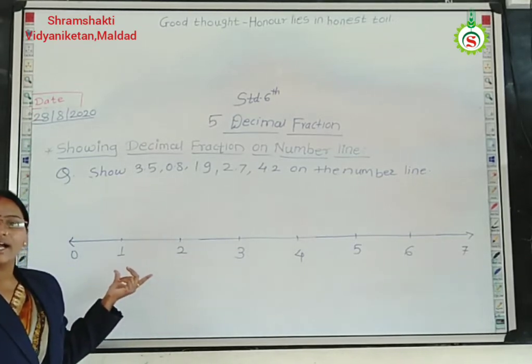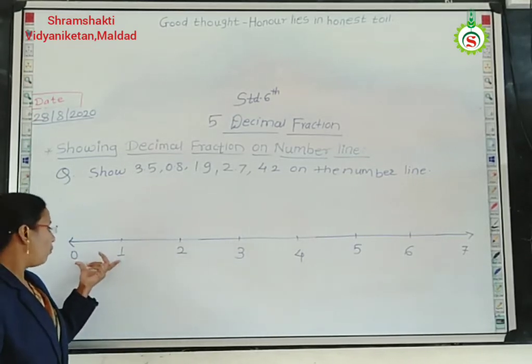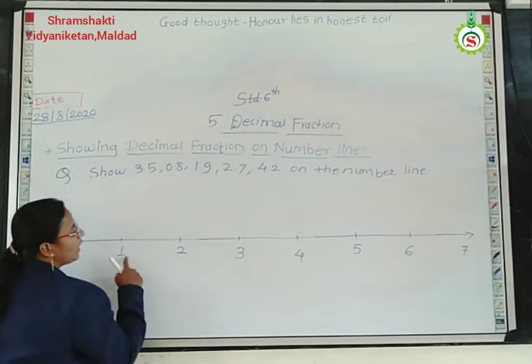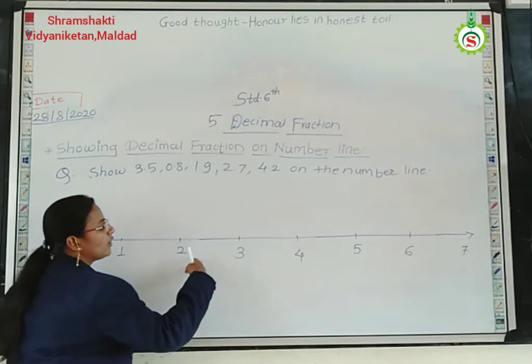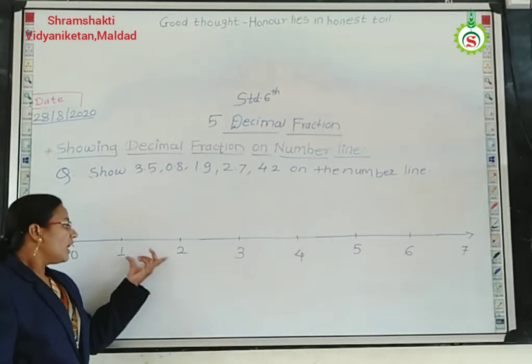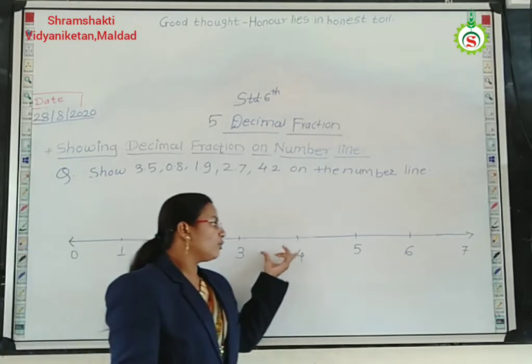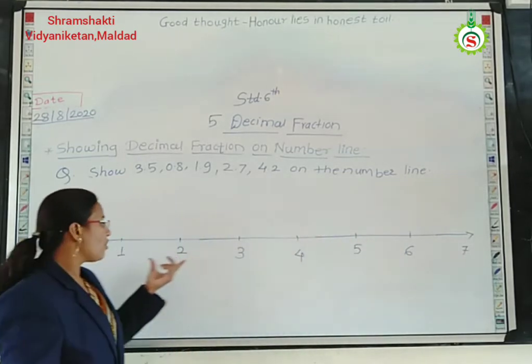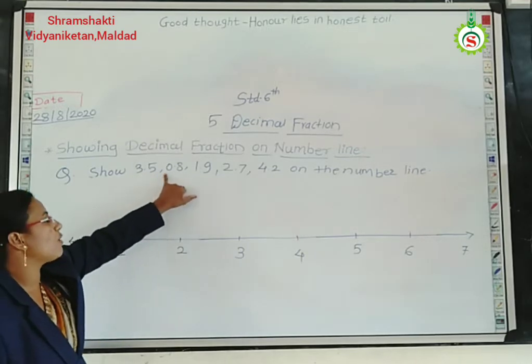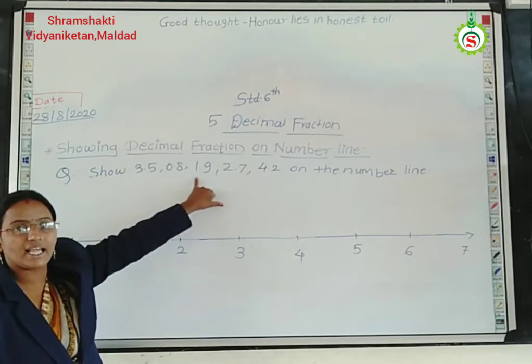So what can I do here? Here 0 to 1 is 1 unit. Then 1 to 2 is the next unit. 2 to 3, 3 to 4, 4 to 5, like this. Means here these units are separated. So here we have to show 3.5, 0.8, 1.9 like these numbers.